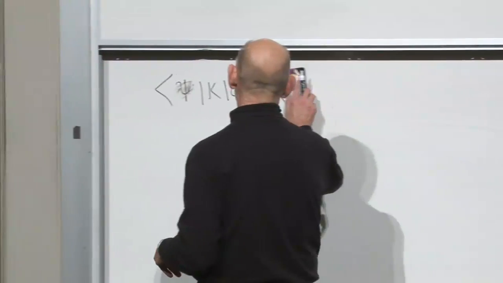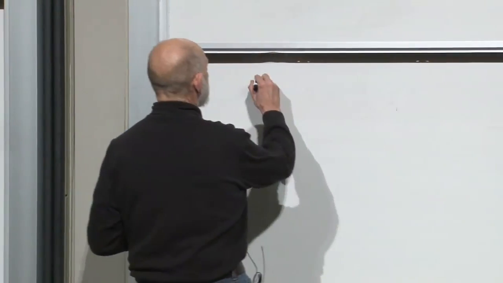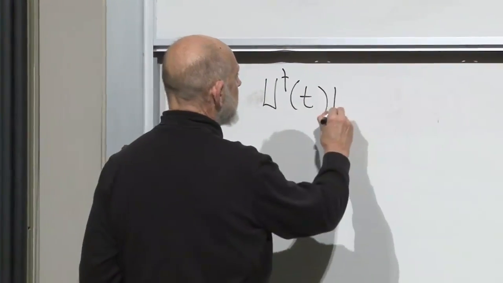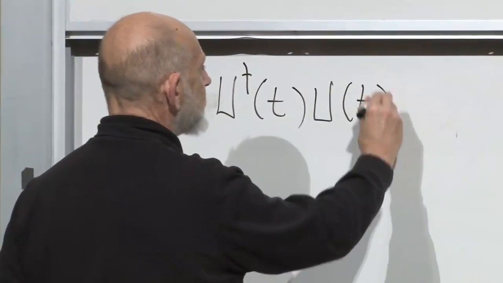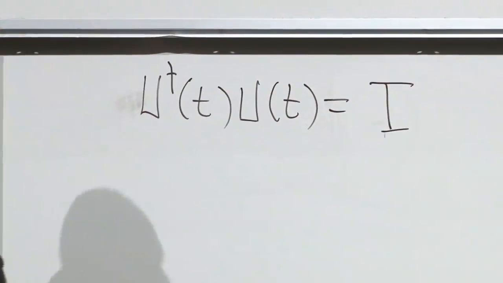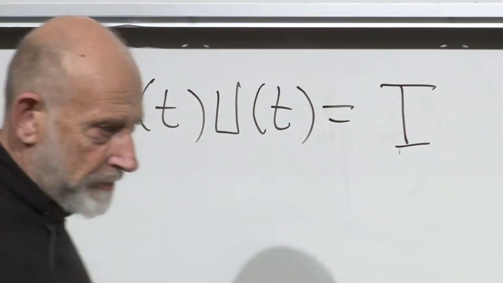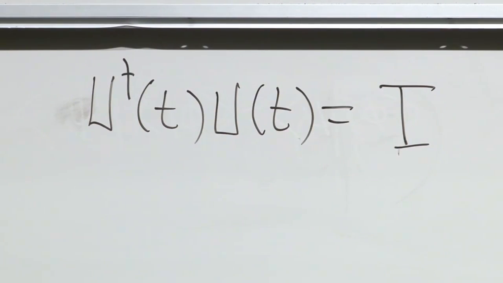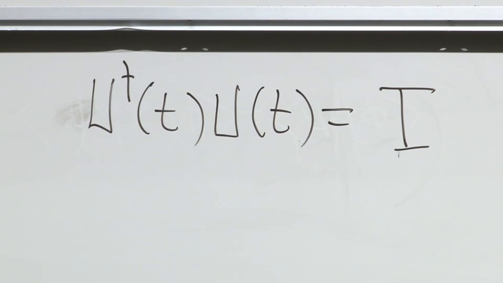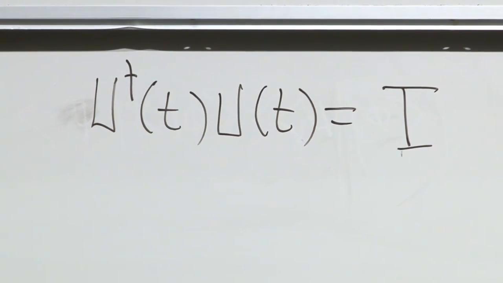That's the content of conservation of overlap. U dagger of t for any t times U of t is equal to the unit operator, meaning the operator which does nothing, just gives you back the same vector. Question? Can you then say that one is the inverse of the other in matrix algebra? Yes, you can. Okay. Yes, you can. Indeed. Right.